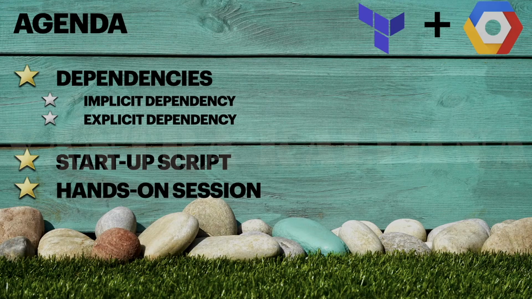Hello. In this video, we will talk about resource dependencies. Terraform supports two types of dependencies. Those are implicit dependency and explicit dependency. We will discuss and do hands-on on both of these dependencies. Also, we will cover startup script in this video and do hands-on to show how startup script is implemented using Terraform.